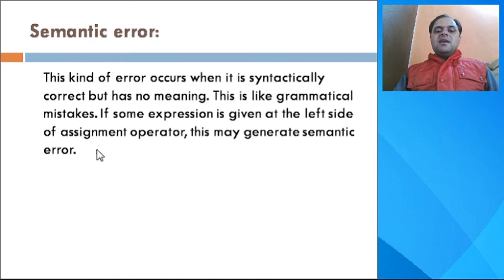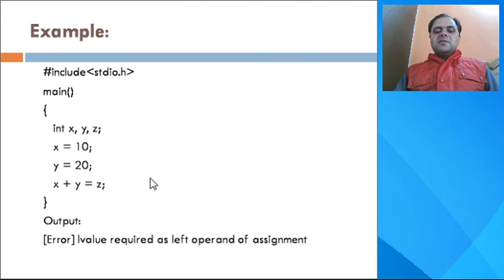Semantic error. This kind of error occurs when the code is syntactically correct but has no meaning. I have written some code and it has no meaning. This is like a grammatical mistake. If some expression is given on the left side of the assignment operator, it may generate a semantic error. So we have to assign something, but we have written the assignment operator on the right side and the value to be assigned on the left side. For example, I will discuss here.